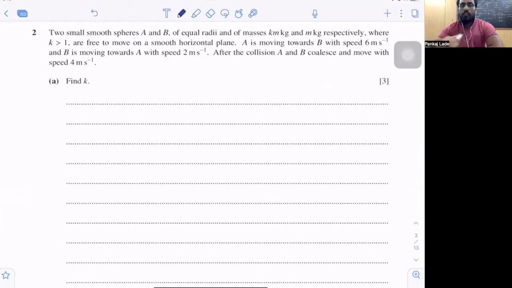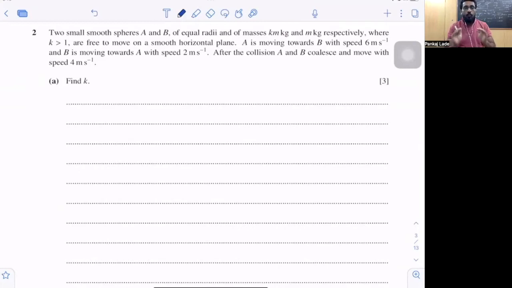So in the second question, students, what do we have? We have two small smooth spheres A and B of equal radii and of masses km kg and m kg respectively. Now, can you see two small smooth spheres? When this word smooth comes, the examiner is trying to tell you that there is no friction. Smooth means there is no friction between the two bodies.